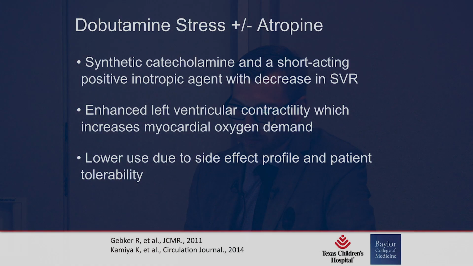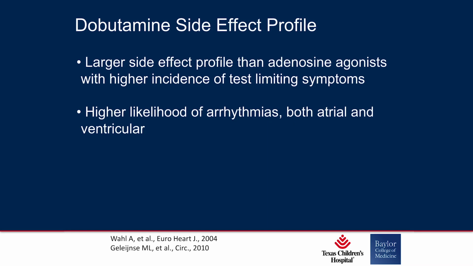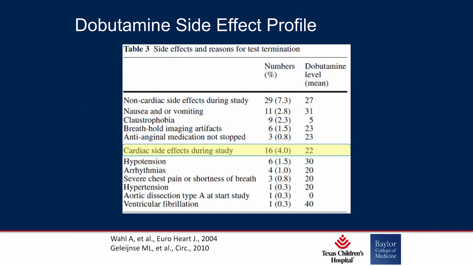Just very briefly, our use of dobutamine, which is obviously a different mechanism of action than the regadenoson, is our choice in patients where we feel like the pathophysiology is much more of a dynamic nature, namely anomalous coronaries or the myocardial bridge patients. And this is going to work obviously very differently by increasing left ventricular contractility and myocardial oxygen demand. We do have a lower use just due to the side effect profile and patient tolerability. You can see obviously in this meta-analysis there's a higher likelihood of cardiac side effects.